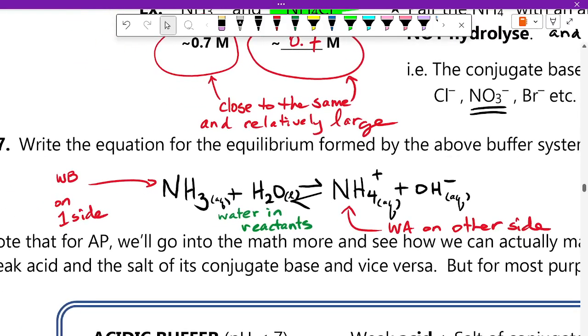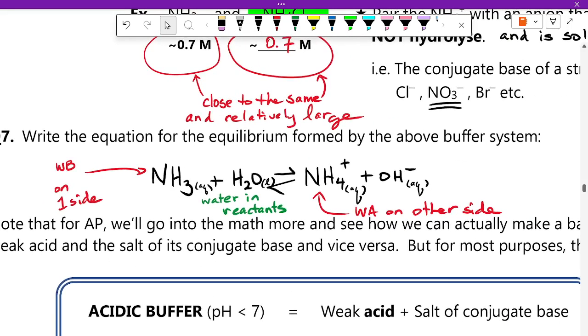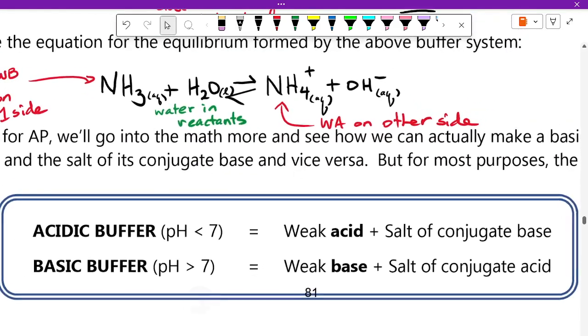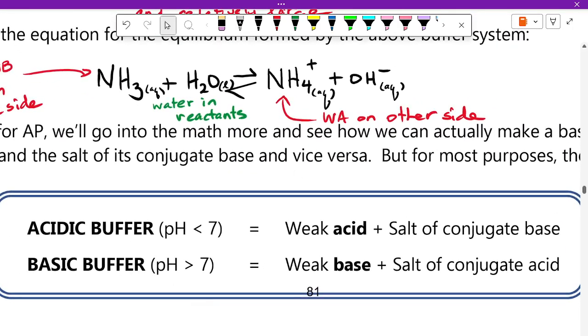Now, for AP, we will go into the math a little bit more and see how we can actually make a basic buffer from a weak acid and the salt of its conjugate base and vice versa. But mostly, like for regular chem, an acidic buffer is a weak acid, the salt of its conjugate base, a basic buffer is a weak base, and the salt of its conjugate acid.